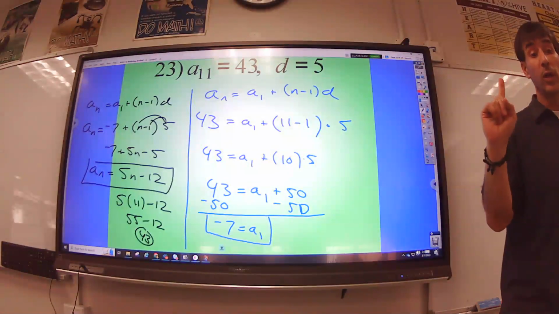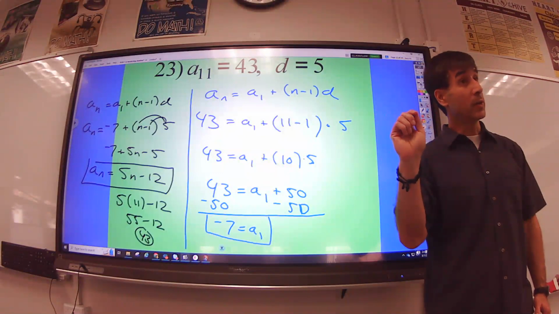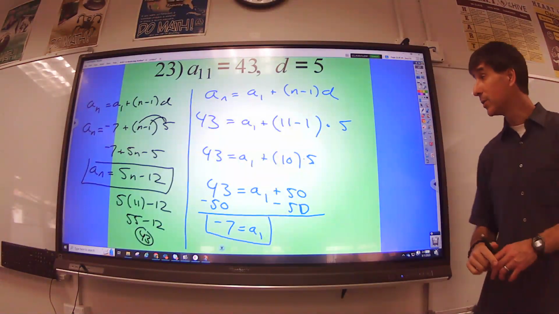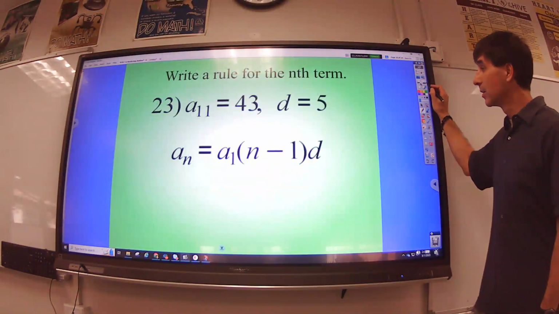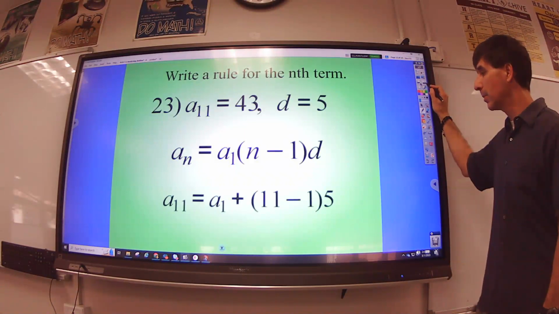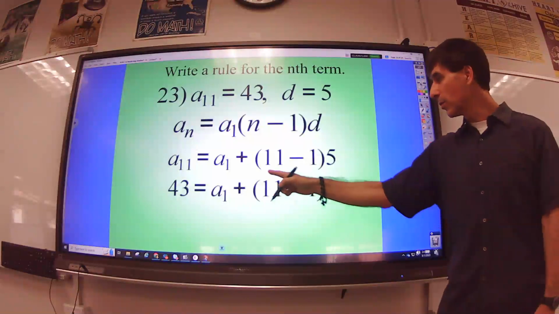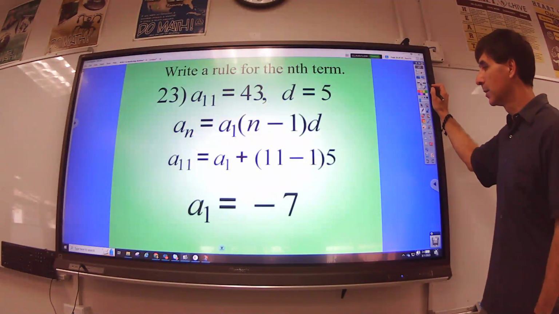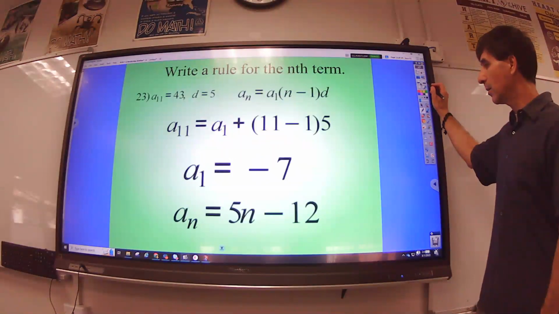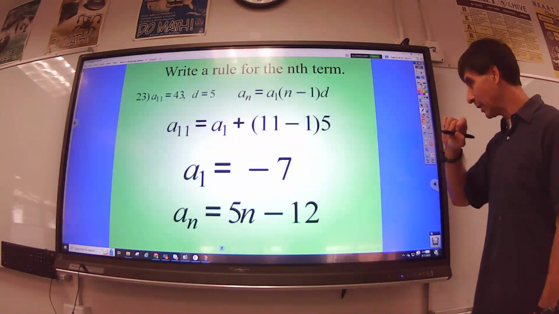So we've solved one where we're given the first term and the common difference. We solved one where we're given only the difference. Guess what we're going to do next? Anyway, here we go. Plug in, solving for the first term. First term is negative 7. Then we plug the negative 7 into here. Then we get 5n minus 12.